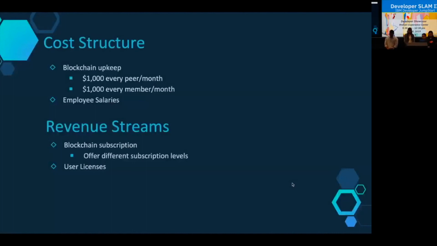Based off of that, we would offer several different subscription levels, and those levels include optional peer, optional membership, maybe neither. We're thinking about clinics that are much smaller and don't have a lot of resources, as well as the ability to add more user licenses for higher pricing.